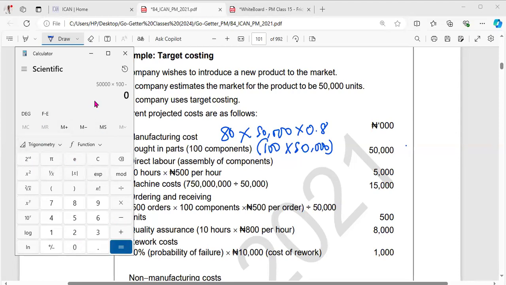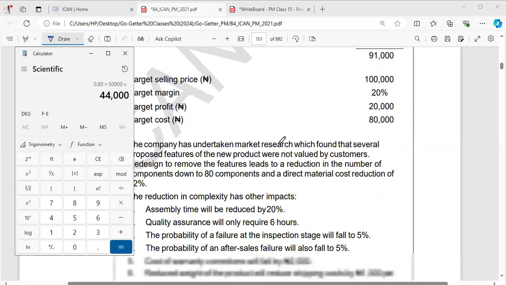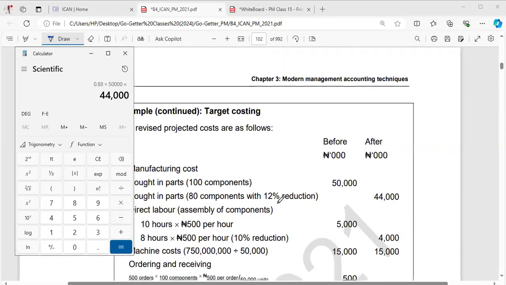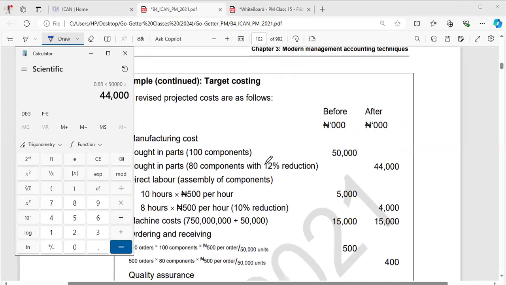Need to clear this. 100 minus 12 is as good as 88. So let's multiply this by 50,000. That's 44. That is what they mean here. So if there's a 12% reduction, if you use 80% components, it gives you 44.